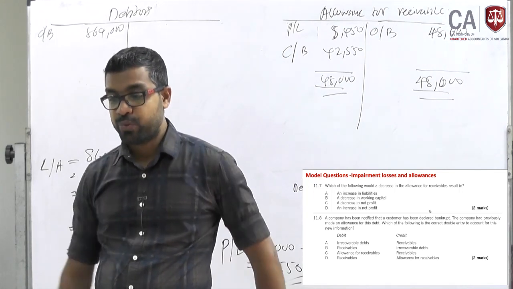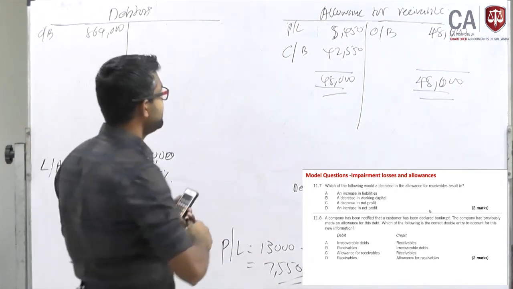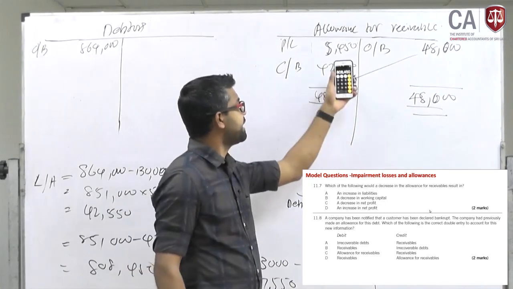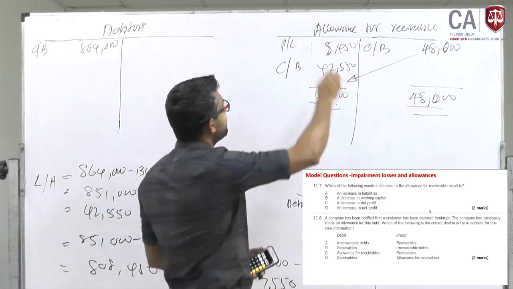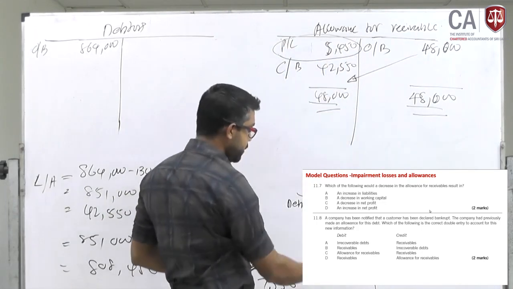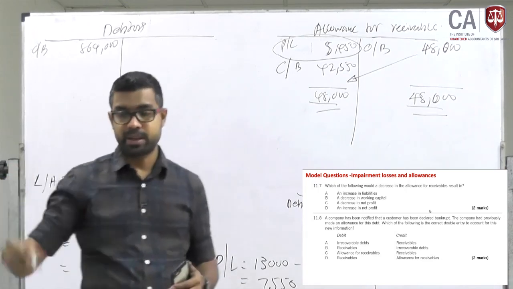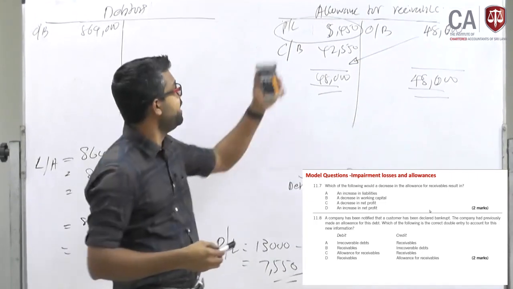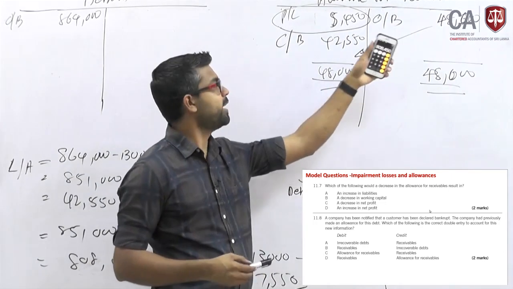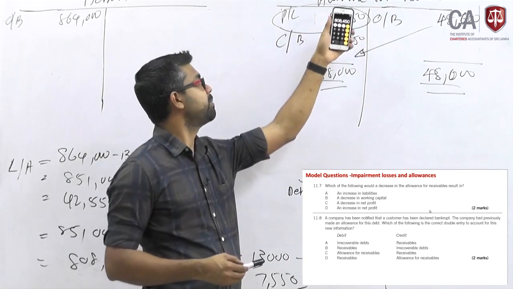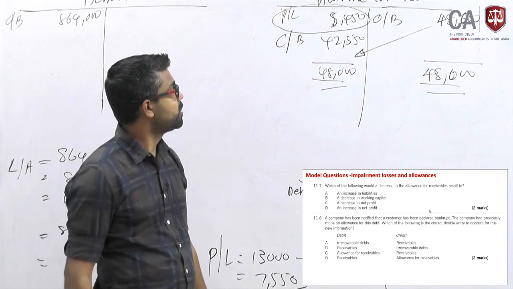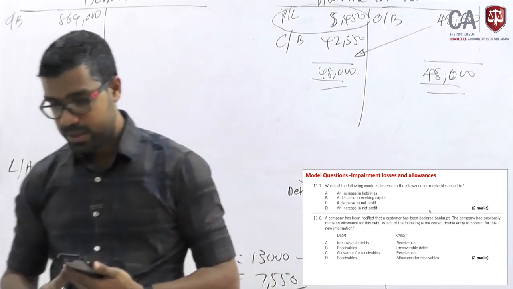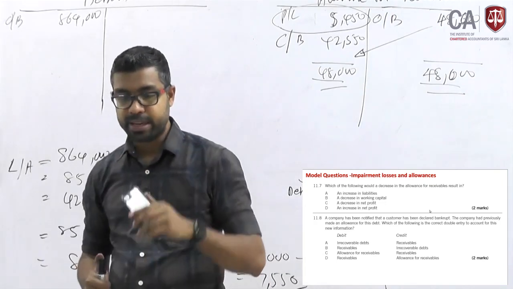Increase in net profit. When the allowance for receivable decreases, what will be the result? Net profit will be increased. Why? Because this will be a credit to P&L, and by this amount profit will be increased. So the answer is an increase in net profit. When loss allowance decreases from 48,000 to 42,000, your net income has been increased by 5,450. Right? Fine. So the answer is D.